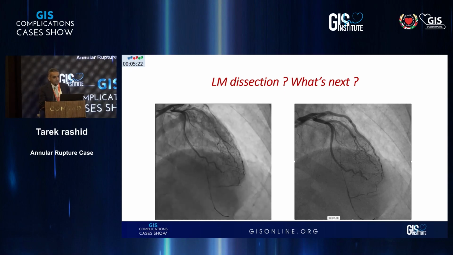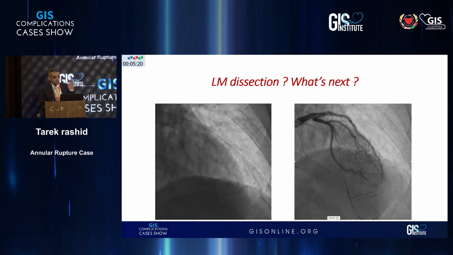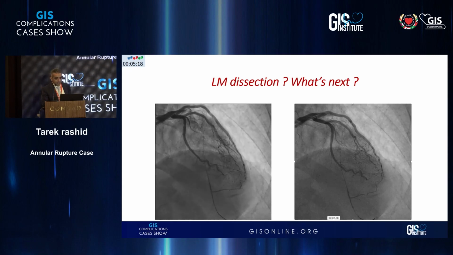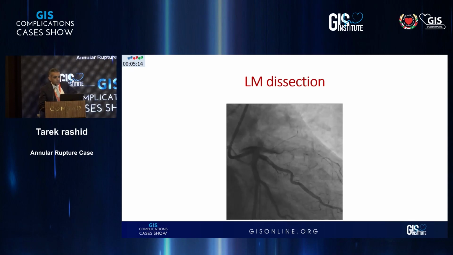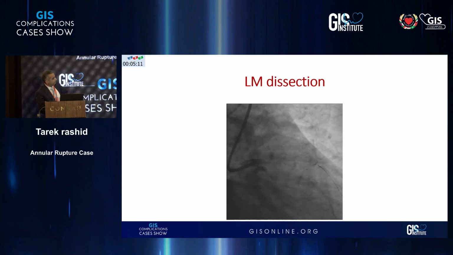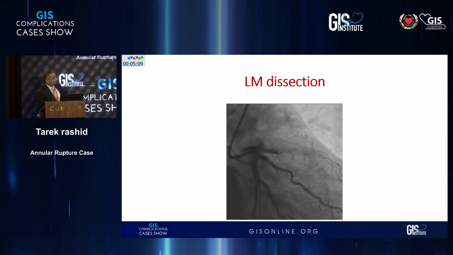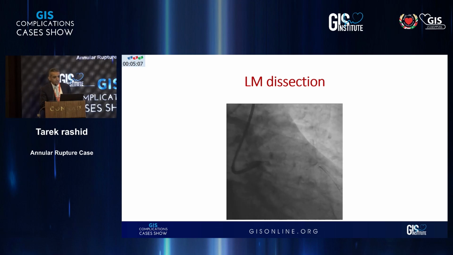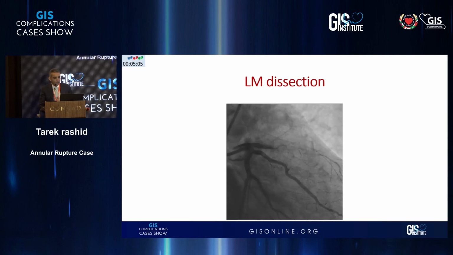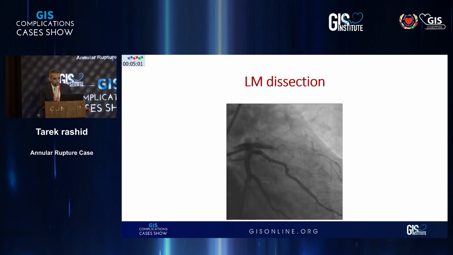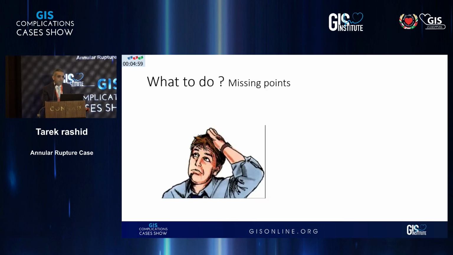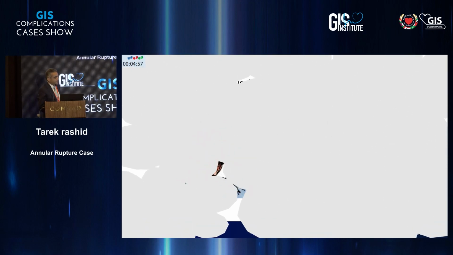What happened? Why? I went through the left main into the guiding catheter immediately. So there is the dissection, and this is again from another view, and you can appreciate that this flap extended into the circumflex and into the other branches of the left circumflex, into the OM, the high OM branch, and into the other OM branch. So what to do at this time? And what are the missing points?